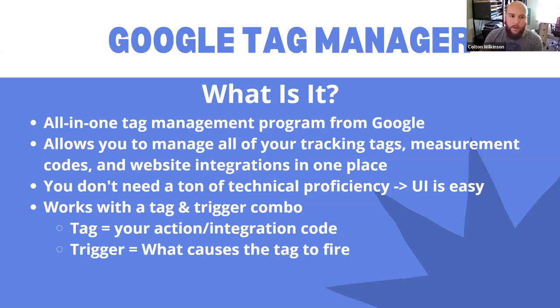And then the trigger is what causes that tag to fire. So in that example of using analytics to pick up that person that has visited your website, the trigger there is going to be the action of them viewing the page. When the page loads on their screen, the trigger will fire the tag from Google Tag Manager, which is your actual analytics code that tracks the user itself. So that's the most basic example of how that works.